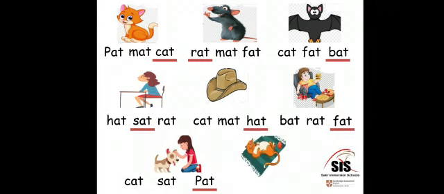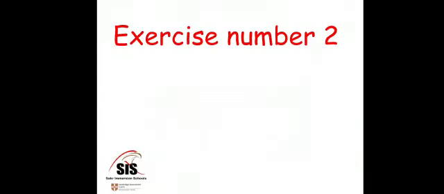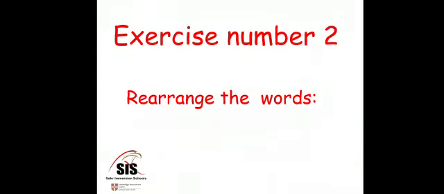We have a picture of a mat. Let's find the right word. Let's read. Mat. Fat. Rat. So, it's the first one. Mat. Next. Exercise number two. Rearrange the words.